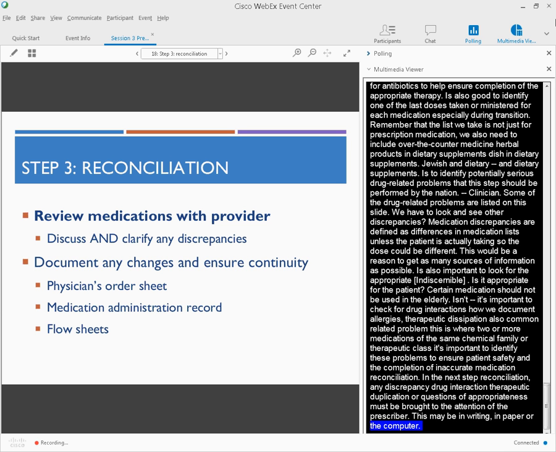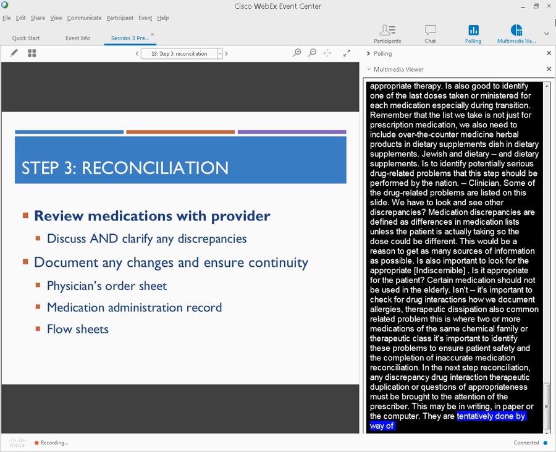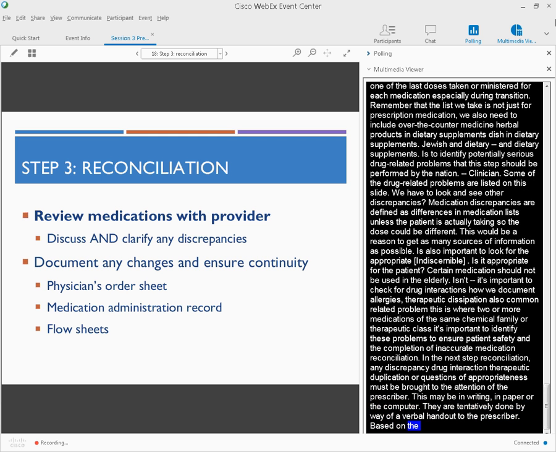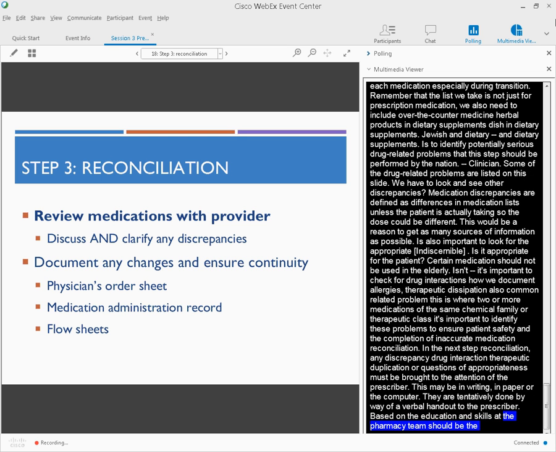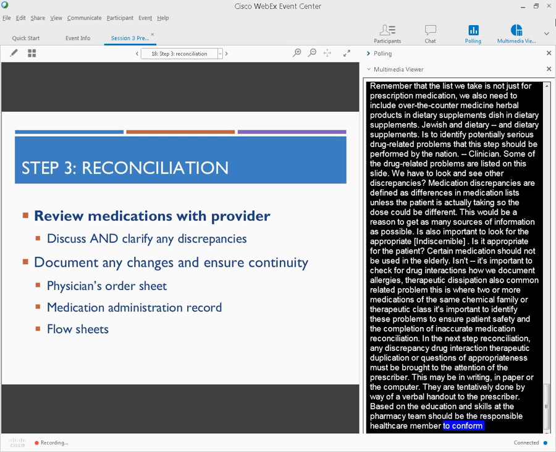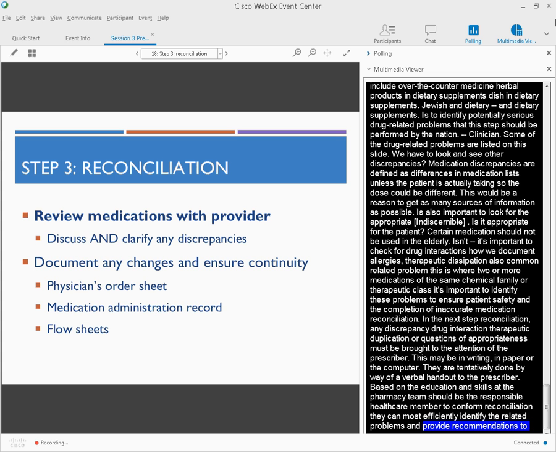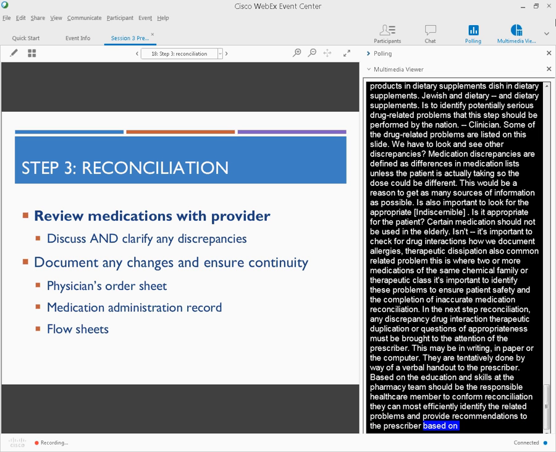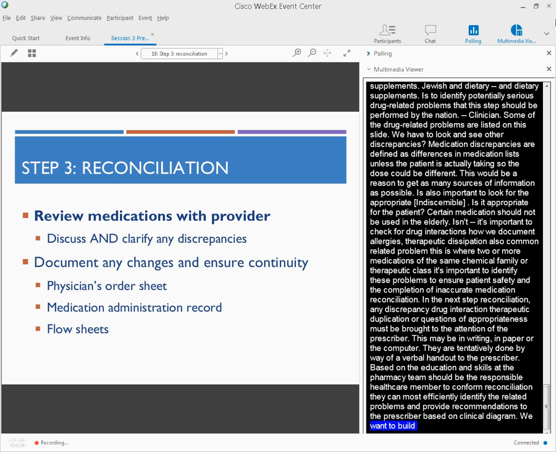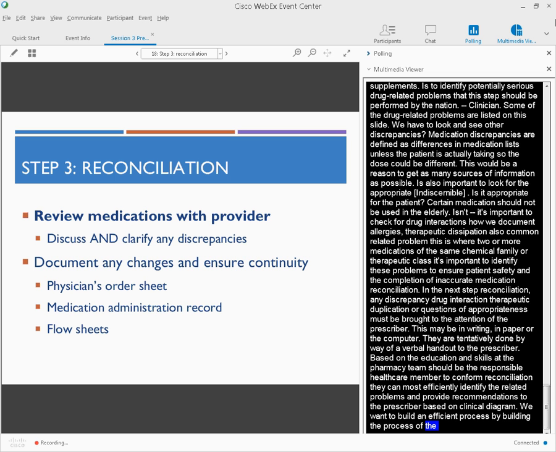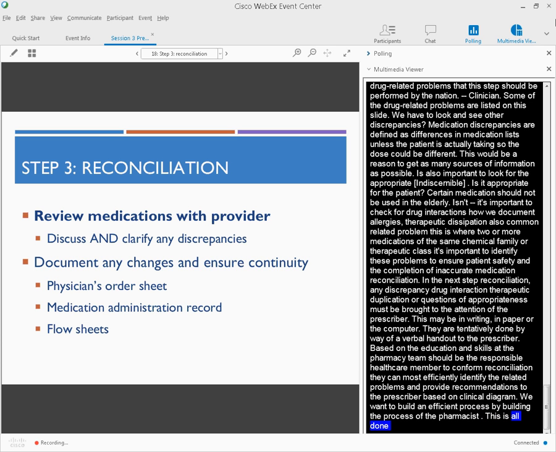Based on their education and skill set, the pharmacy team should be the responsible healthcare members to perform medication reconciliation. They can most efficiently identify drug-related problems and provide recommendations to the prescriber based on clinical guidelines. When we want to build an efficient process, pharmacists should be part of that process. Then the prescriber reconciles the best possible medication history with the orders or prescriptions being prescribed for the patient. This is all done in an effort to ensure safety and quality across the continuum of patient care during the high-risk time of care transition.